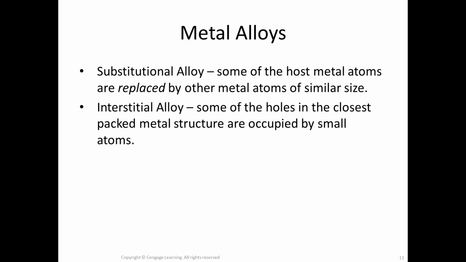So far, what we've talked about have been pure metals. We also have metal alloys, where we replace some of our metals with either other metals or, in some cases, nonmetals. In a substitutional alloy, some of the host metal atoms are replaced by other metal atoms of similar sizes, and in an interstitial alloy, some of the holes in the closest packed metal structure are occupied by small atoms.